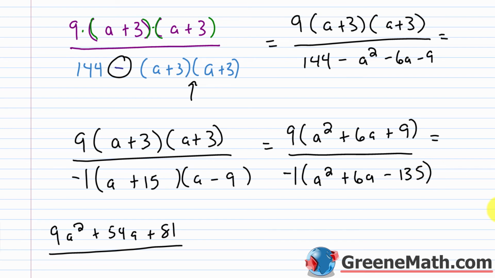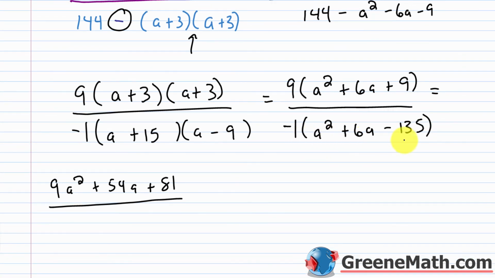And then a few things you can do. You can write the denominator as a squared plus 6a minus 135, and just put this negative out in front. You'll see that in a lot of answers. Or you can just make each term the opposite of what it was. So you could say, okay, this is negative a squared, and then minus 6a, and then plus 135. There's quite a few different ways you could write this. It's just a matter of what your teacher wants from you.